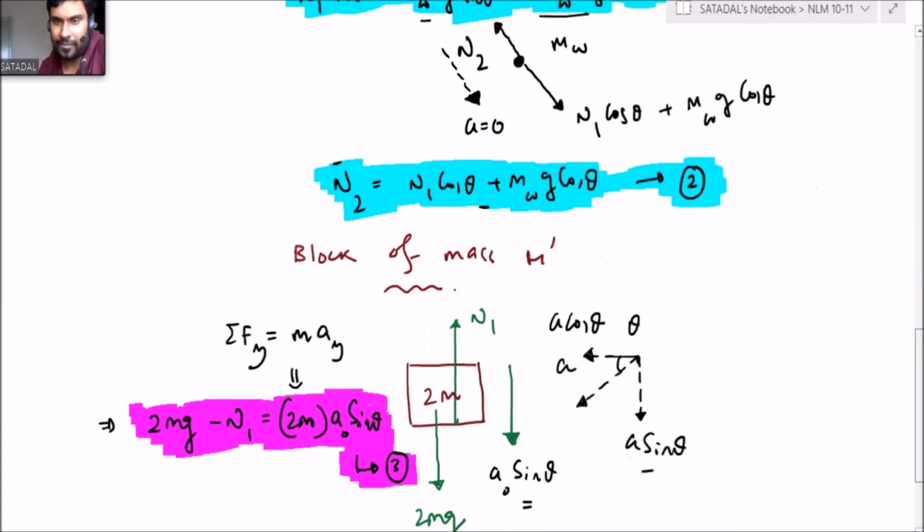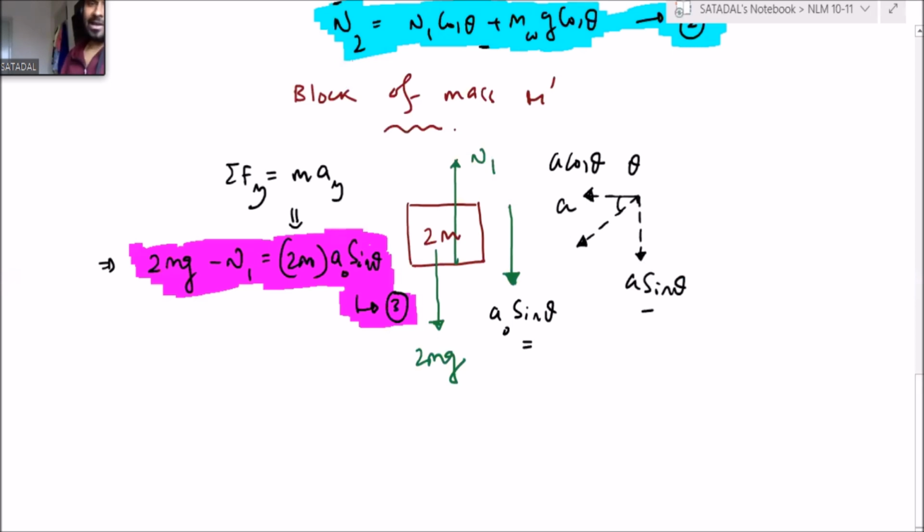Understood? Now, tell me how much a naught value is coming. Show me after calculation. Show me on the screen.